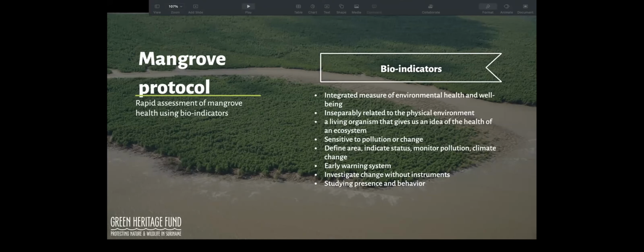Because we needed to keep the mangrove protocol very simple, since we're working with communities and students, we don't use a lot of instruments to be able to use this protocol. So we study the presence and behavior of different organisms. Next slide, please.